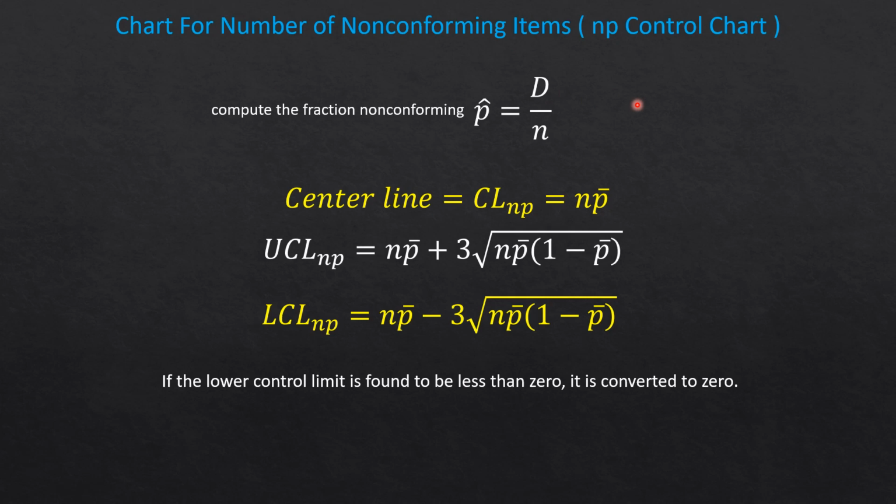These are the formulas we are going to use to construct an NP control chart. First we compute the fraction non-conforming, that is p cap equals D by n, and the center line for the NP chart is equal to np bar. Then the upper control limit for the NP chart is equal to np bar plus 3 under root np bar times (1 minus p bar). Similarly, the lower control limit is equal to np bar minus 3 under root np bar times (1 minus p bar). And we know that if the lower control limit is found to be less than 0, that is negative, then we convert it into 0.